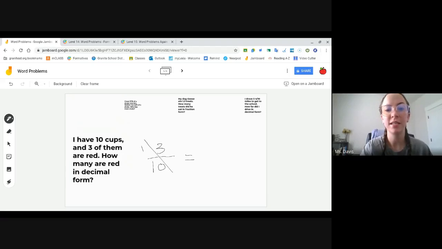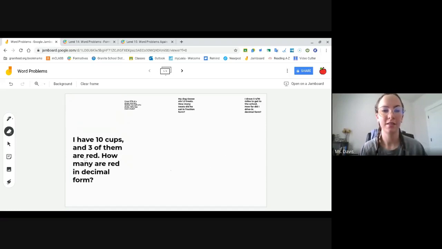But if you wanted to skip this step, you could, because it just wants the decimal. So I'm going to start with the decimal point, and then I'm going to use the 3 and put it in the tenths spot, which is the first one after the decimal. So this tells me I have 3 tenths of red cups. Okay, we're going to erase that one and move on to the second sticky note.